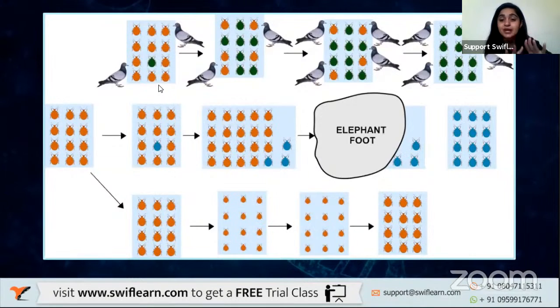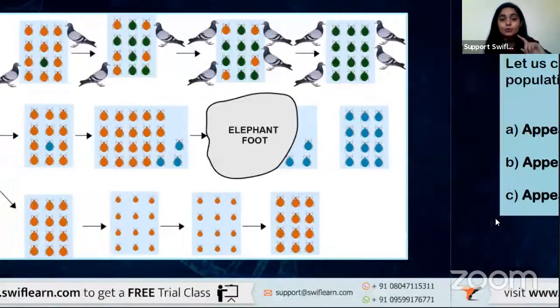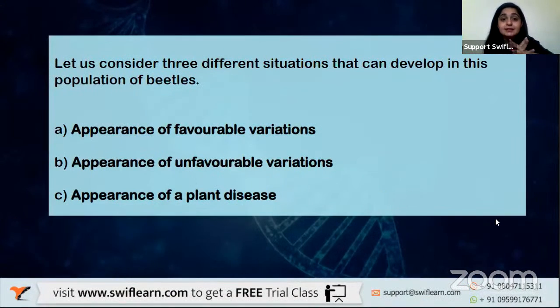Look at this example right in front of you. There are three scenarios on the screen right now. Let us discuss all three of them one by one. The first one, the first row right here, then the second scenario, the second row, and the third scenario, the third row. Let us consider the three different situations that can develop in the population of beetles. Firstly, appearances of favorable variation.